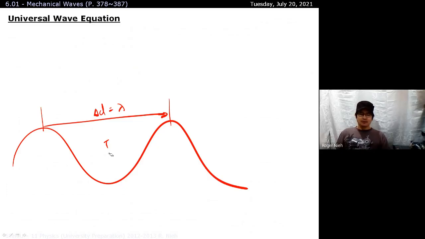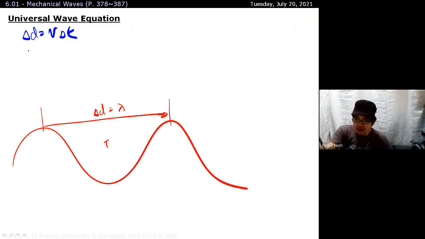When you go from a less optically dense to a more optically dense medium, the speed of light will slow down, right? So the universal wave equation is assuming that you're going through that same material or the same medium. All right, and the whole formula stems from this basic one: d is equal to v delta t.